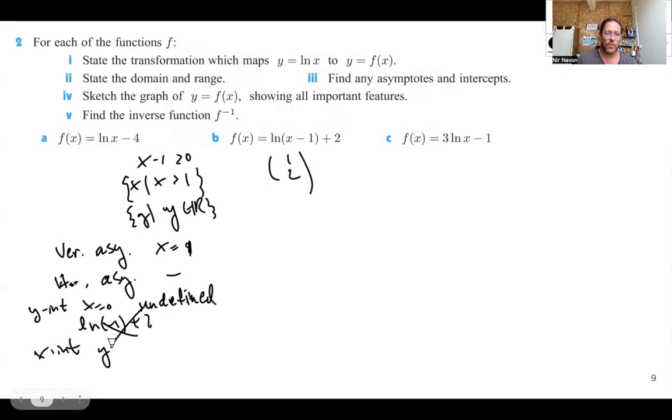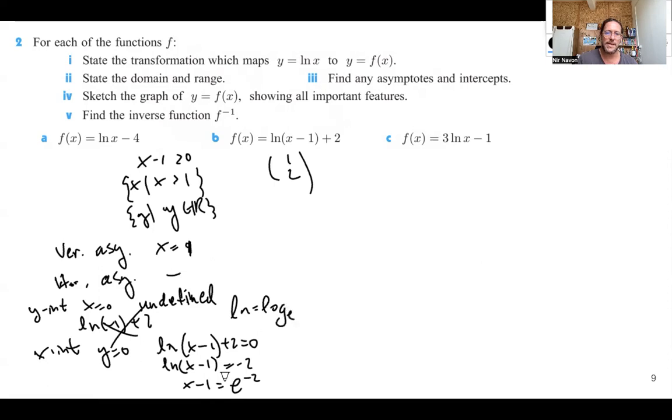X-intercept, y equals 0, we need to solve that. ln of x minus 1 plus 2 equals 0. ln of x minus 1 equals minus 2. Then x minus 1 equals e to the power of minus 2. ln, reminding you, is log with the base e. So in this case, x equals 1 plus e to the power of minus 2. That's the x-intercept.